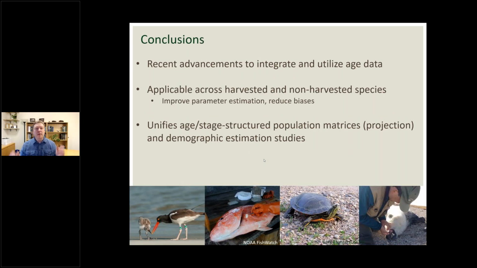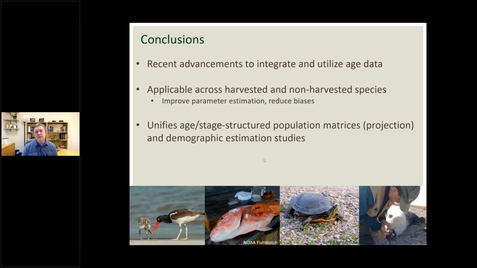And more broadly, stepping back to really fun ways that we can think about how these recent advancements in integrating age, capture-recapture, and count data can really be used across populations to address a lot of important applied and management questions in harvested and non-harvested species. We can think about ways that it can be used to improve parameter estimation, reduce biases, and investigate new and really exciting questions about how age structure and aging directly links back to population growth rates and population dynamics.